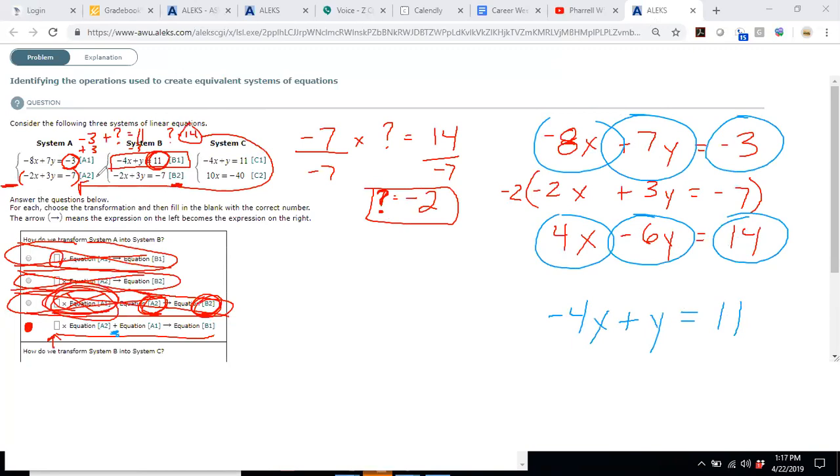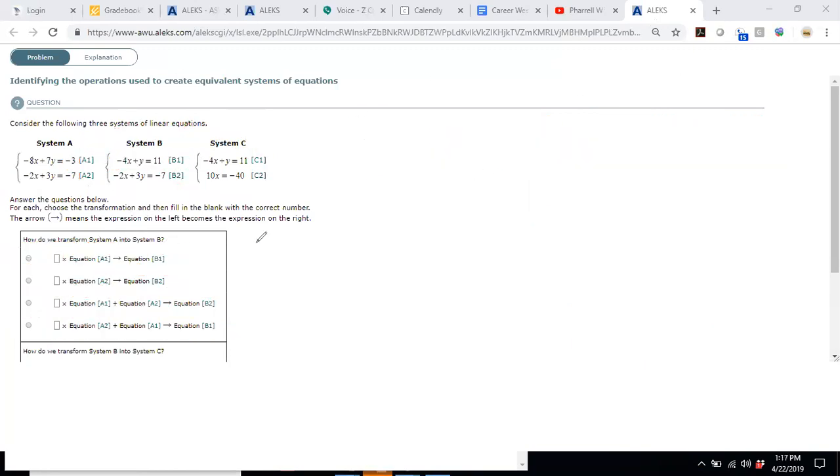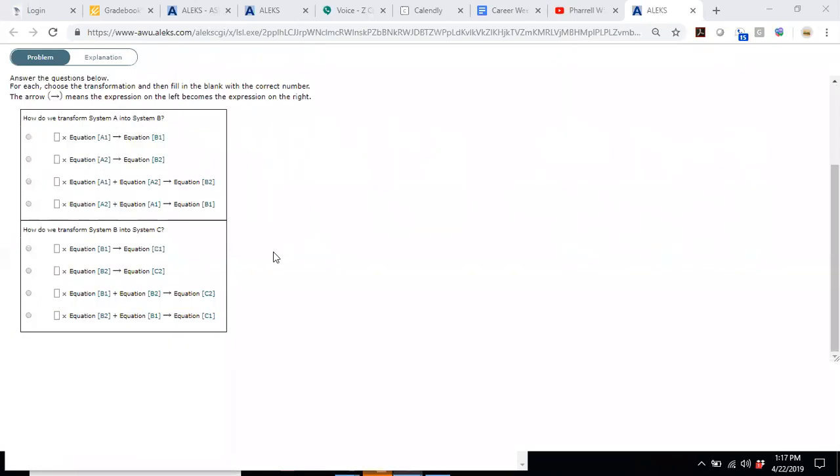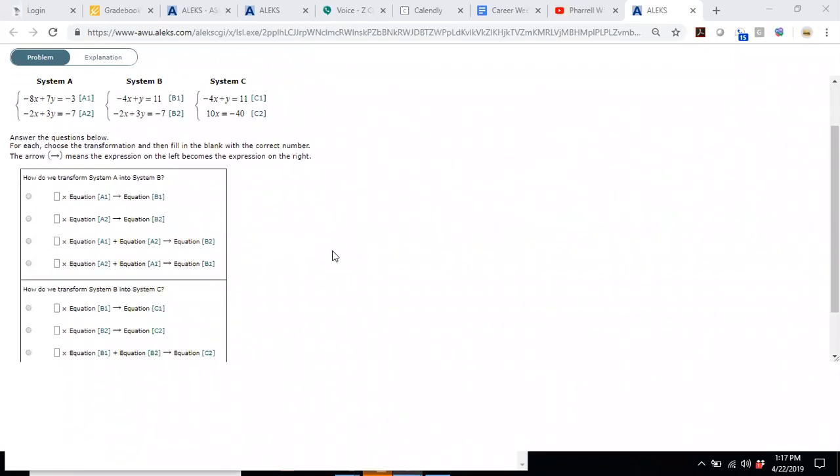So that's the idea with these, is you are simply looking for what transformation is happening. And you can pause and go back to look at that explanation. I'm going to go and move on to the second part. And how do we transform system B into system C?